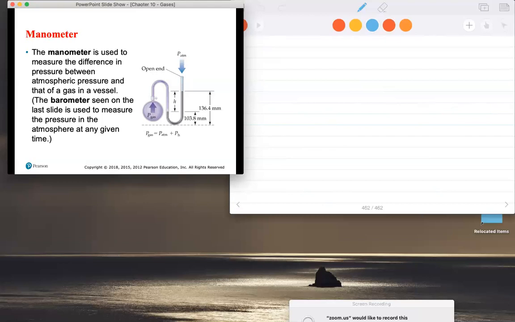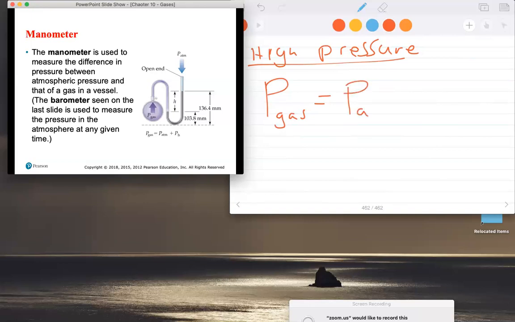Now, the equation here is, let's say, for high pressure. For high pressure of a sample of a gas, how are you going to calculate? The pressure of a gas is obtained by using this equation: P of the atmospheric pressure plus h. What is h? This height right here. We can know the difference between this height right here.